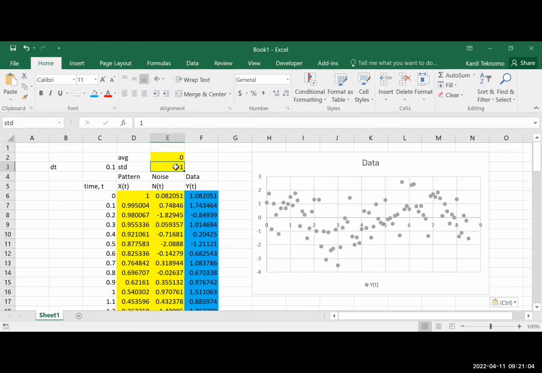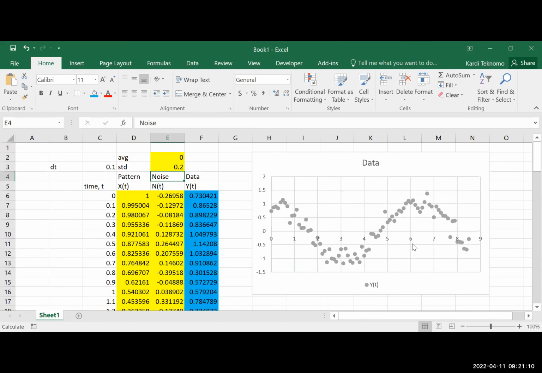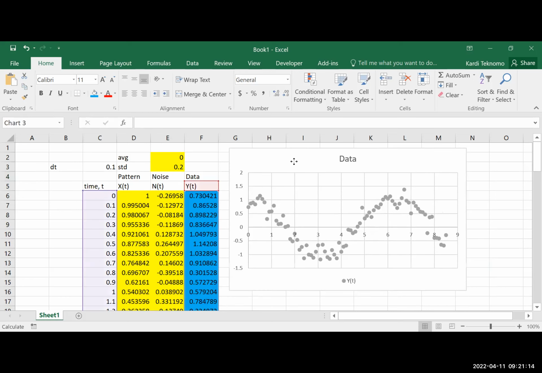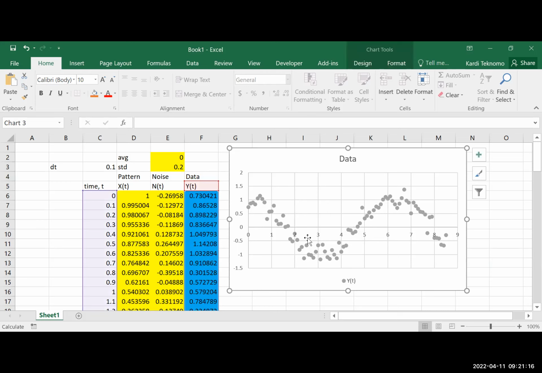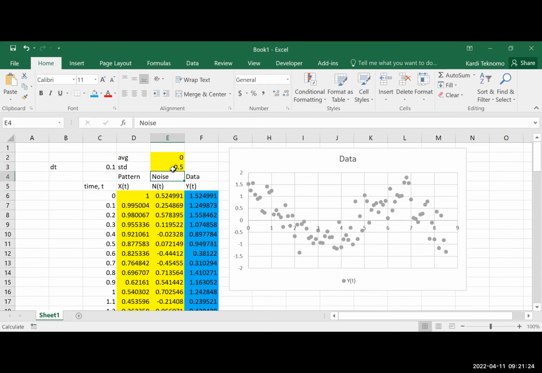Now, if I change this into 0.2, for example, can you see my data here? Okay, it's creating a kind of pattern. Very close. If I change this to 0.5, again there is some kind of pattern, but the noise is quite big. I cannot see well.